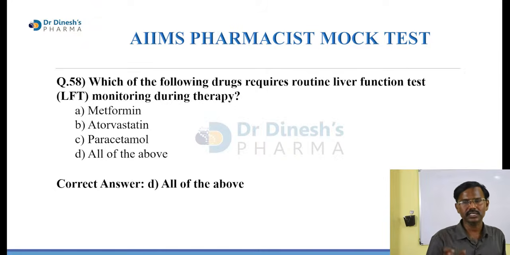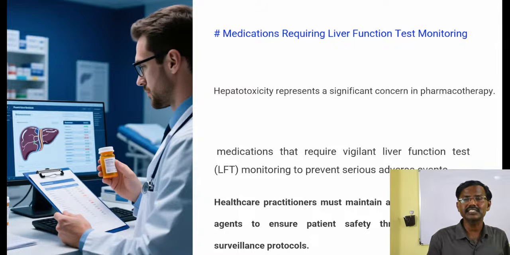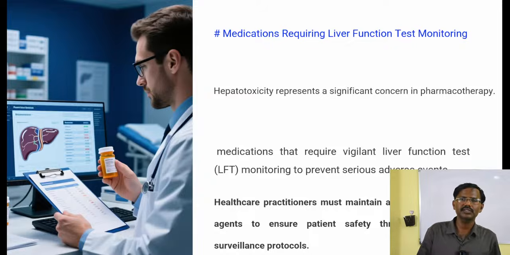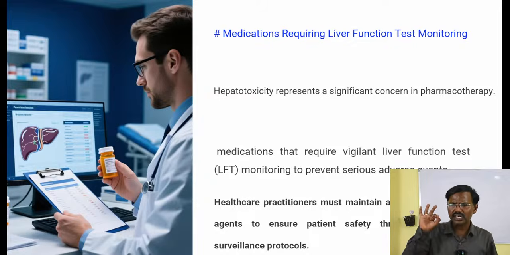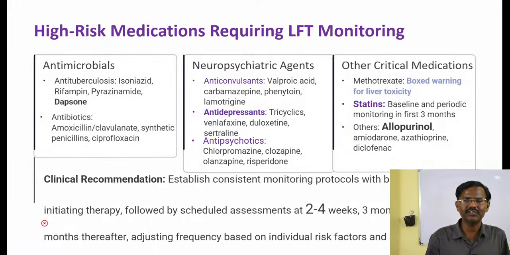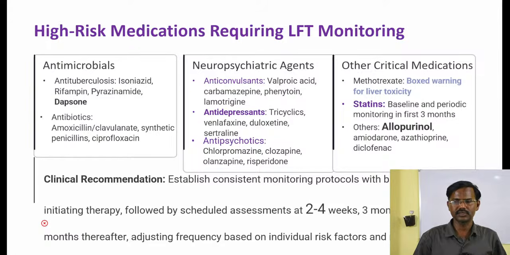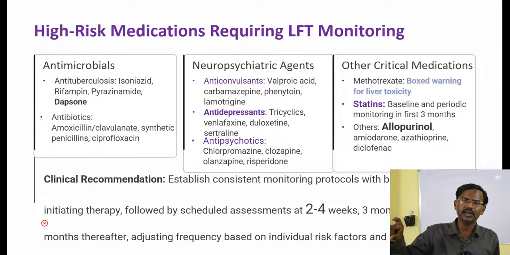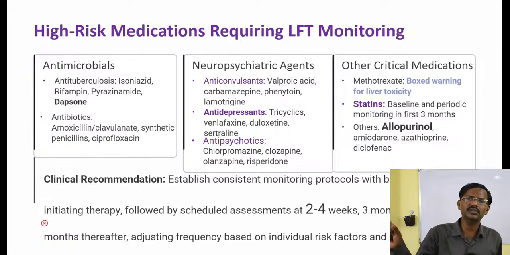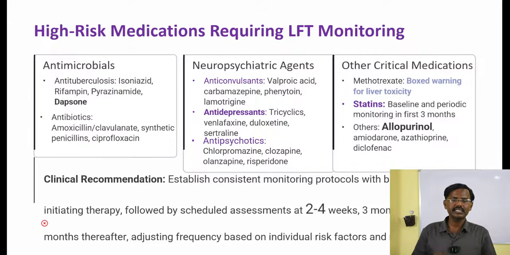Practitioners and pharmacists must know and must explain this information to the patient, and sometimes pharmacists must explain to the doctor also about this LFT monitoring. Next, these are the major drugs where we must focus on LFT monitoring, especially antimicrobials. Tuberculosis drugs, because in TB they give long-term treatment. The patient undergoes a long duration, so they must monitor what is happening to the liver function, whether it is damaged or not. If it is damaging the liver, then you have to change the dose. That's why monitoring is very important.